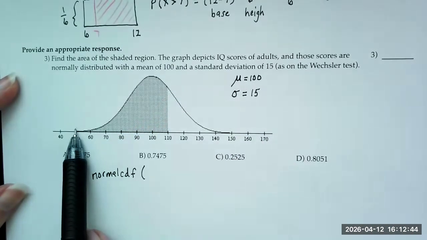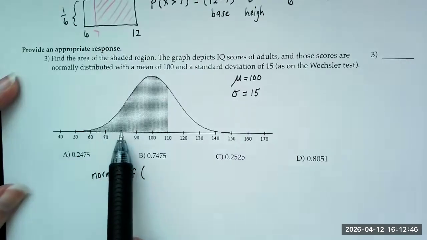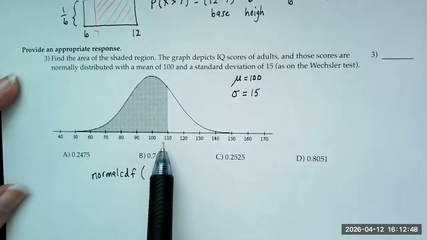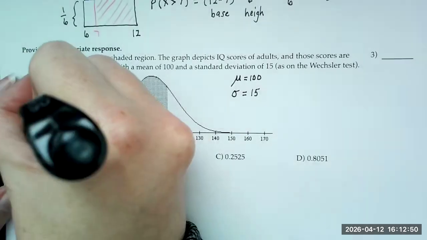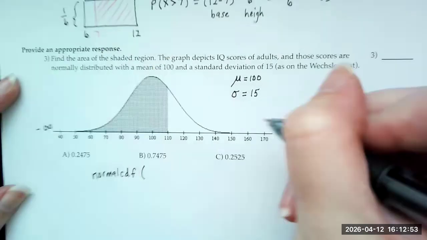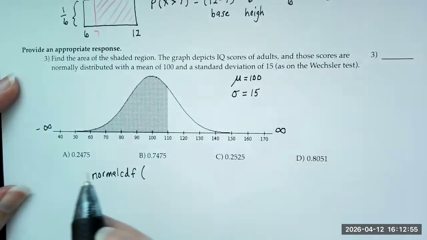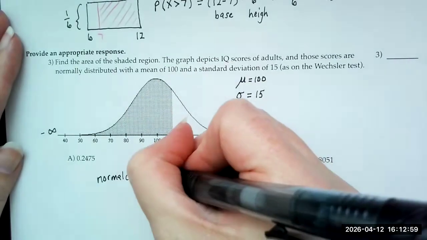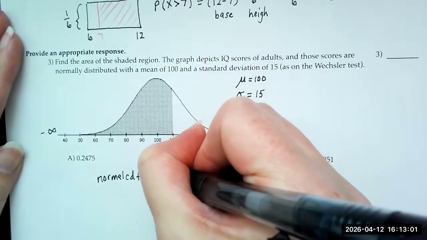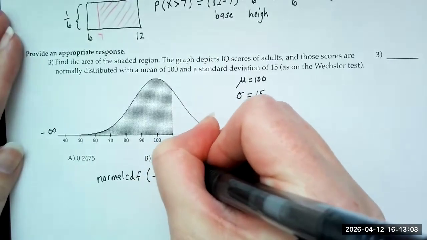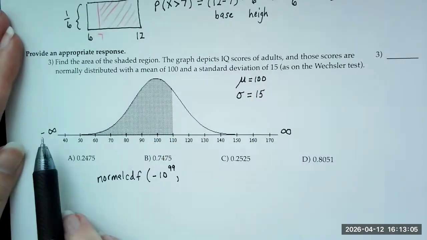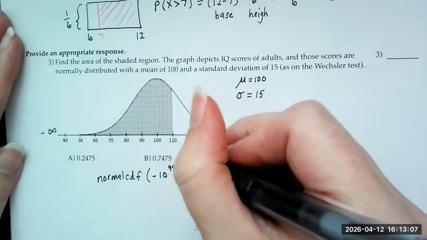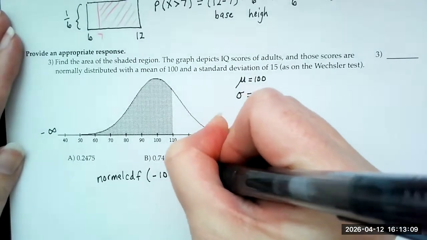And I can tell that it's shaded from negative infinity up to the 110 value. So on this side, we've got negative infinity. On this side, we've got positive infinity. And in terms of shading, we always come from the left. So from the left, the first thing that shades is negative infinity. We put that into our calculator as negative 10 to the 99th power. And then we go all the way up to the end of our shaded region, which is 110.